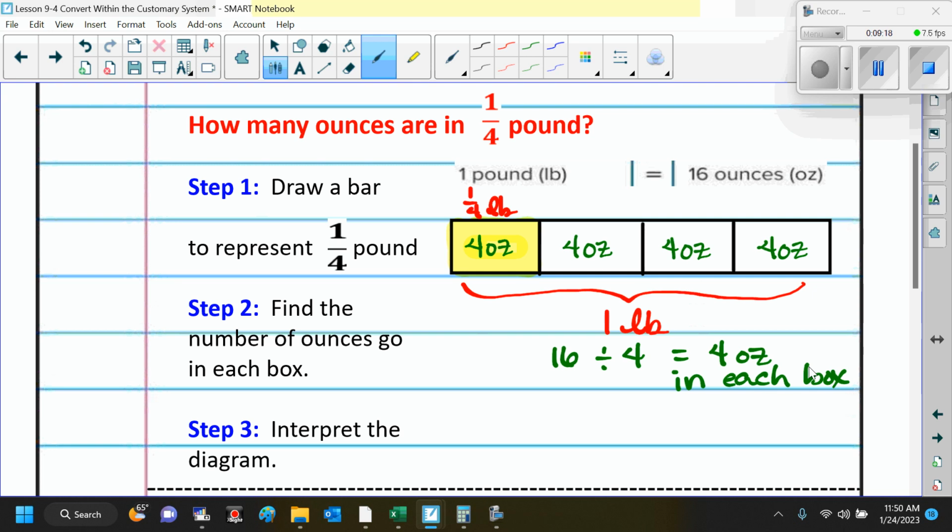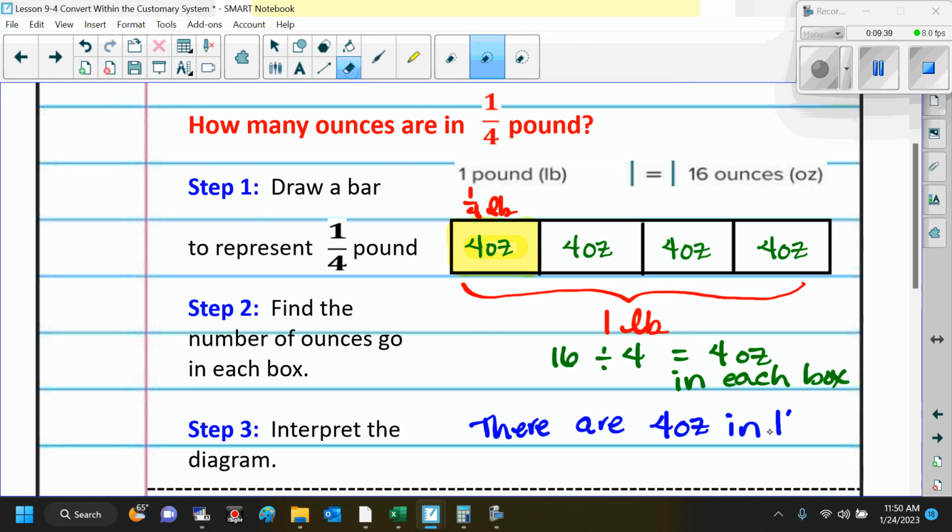And now we can interpret our diagram. How many ounces is in 1/4 of a pound? 4 ounces. So there are 4 ounces in 1/4 pound.